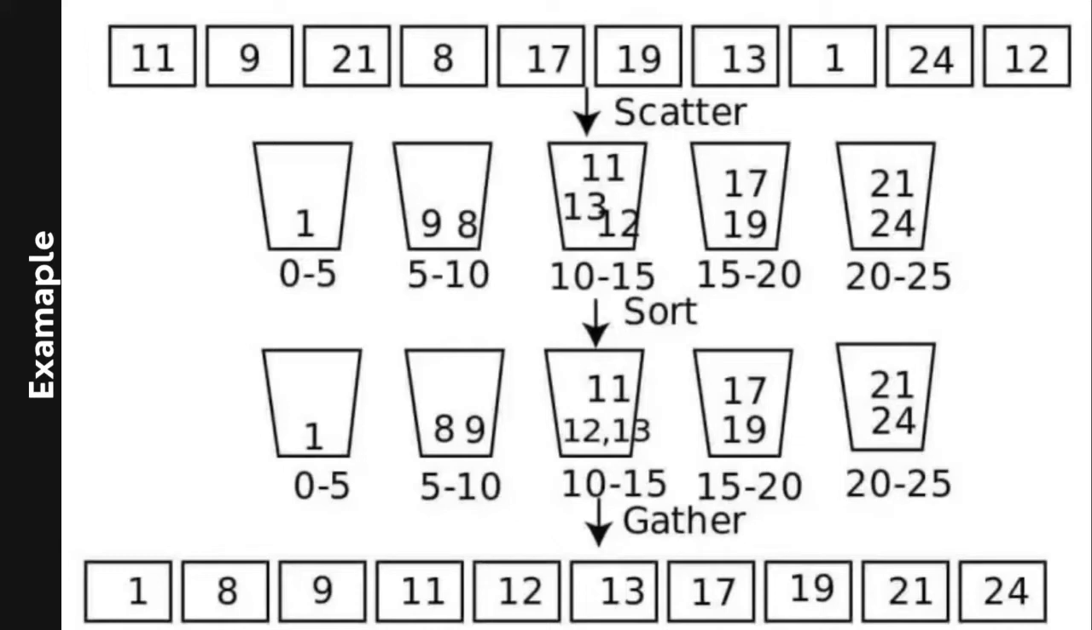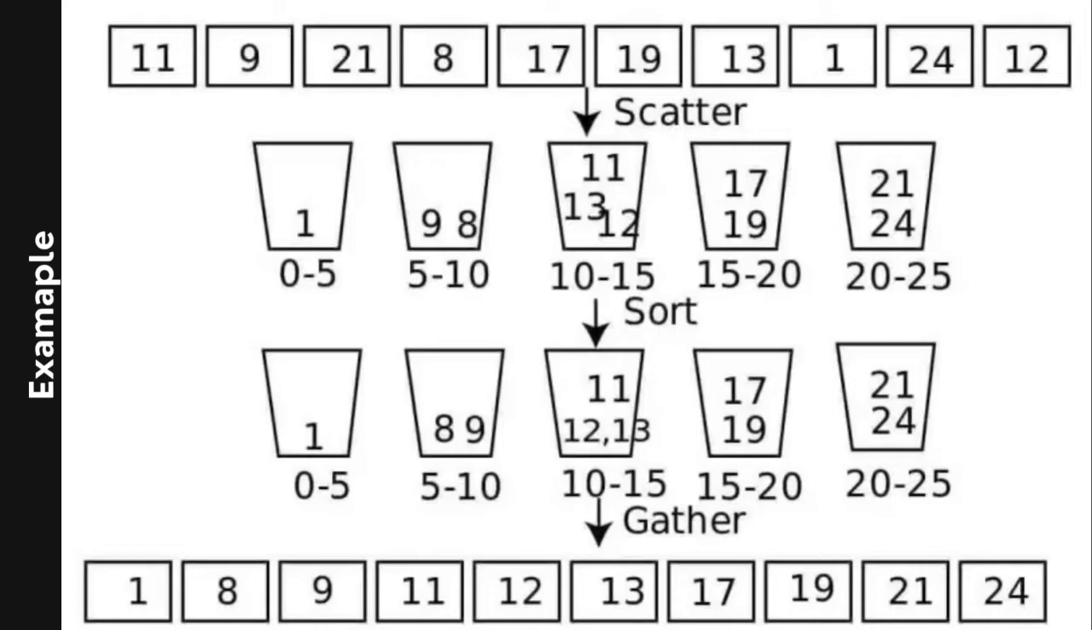For example, if you take 0 to 5, as the 1 is between 0 and 5, it was assigned to the first bucket. And if you take 5 to 10, as 9 and 8 are in that range, they were assigned to the second bucket. In this way, we sort each and every element according to the ranges. After the scatter, we start sorting, as all the elements in the buckets were unsorted. You can see all the elements are now in the proper order.